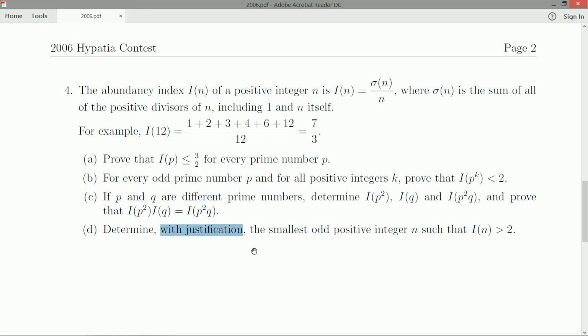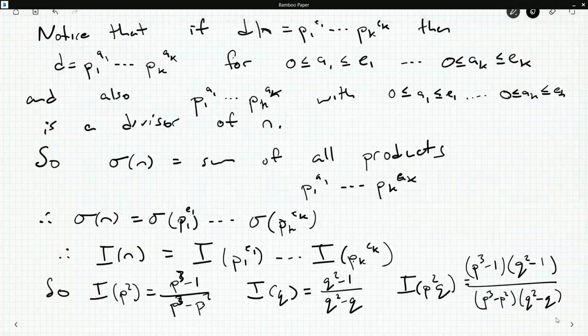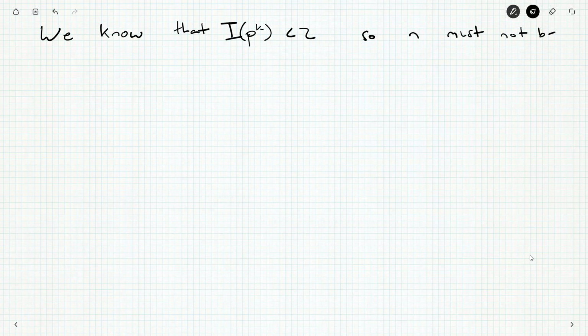So now determine with justification the smallest odd positive integer n such that the function of n is greater than 2. Okay. So we know from B that the function of p to the k is always less than 2. So n must not be a power of a prime.